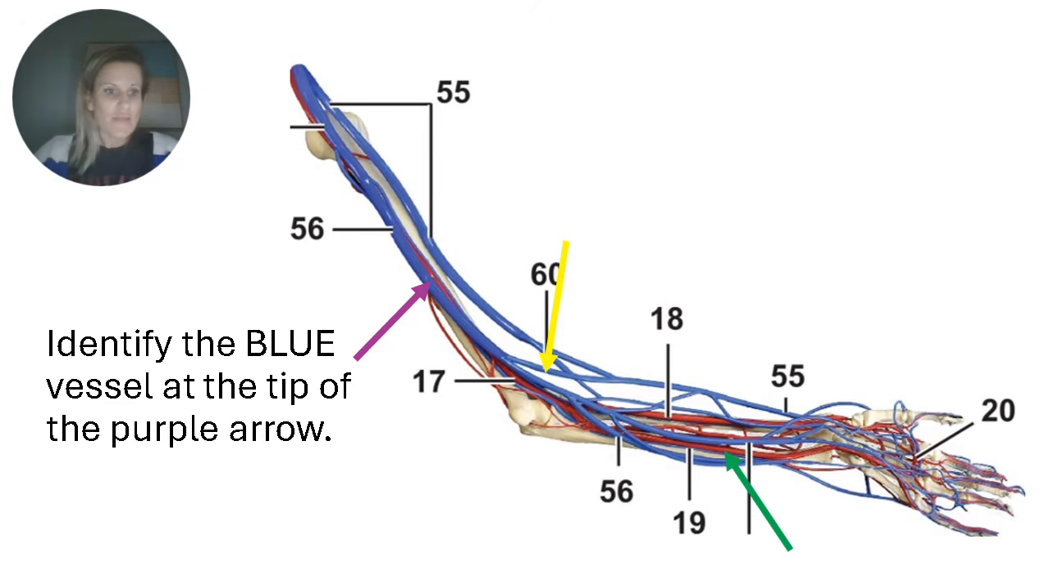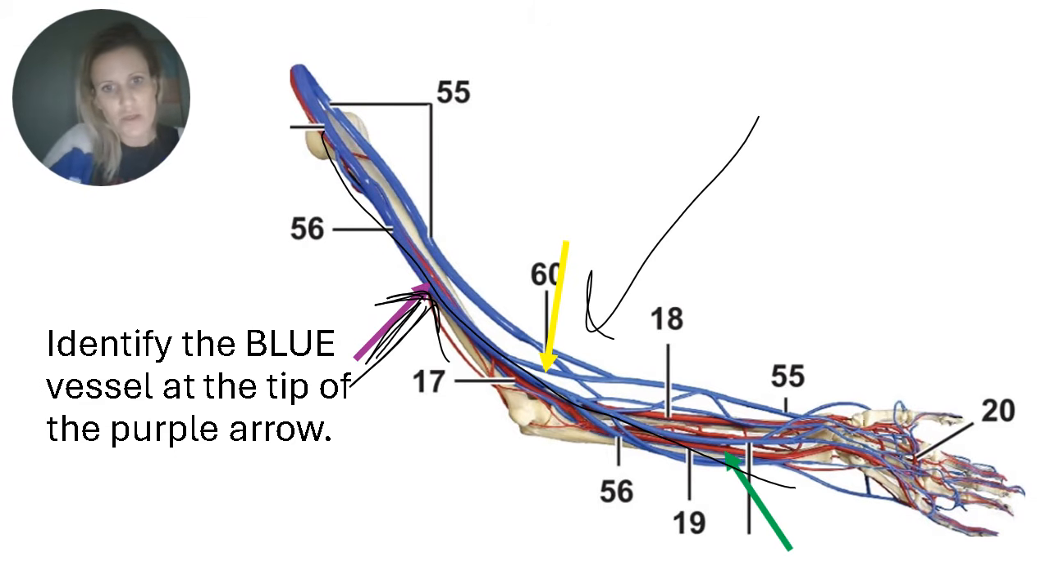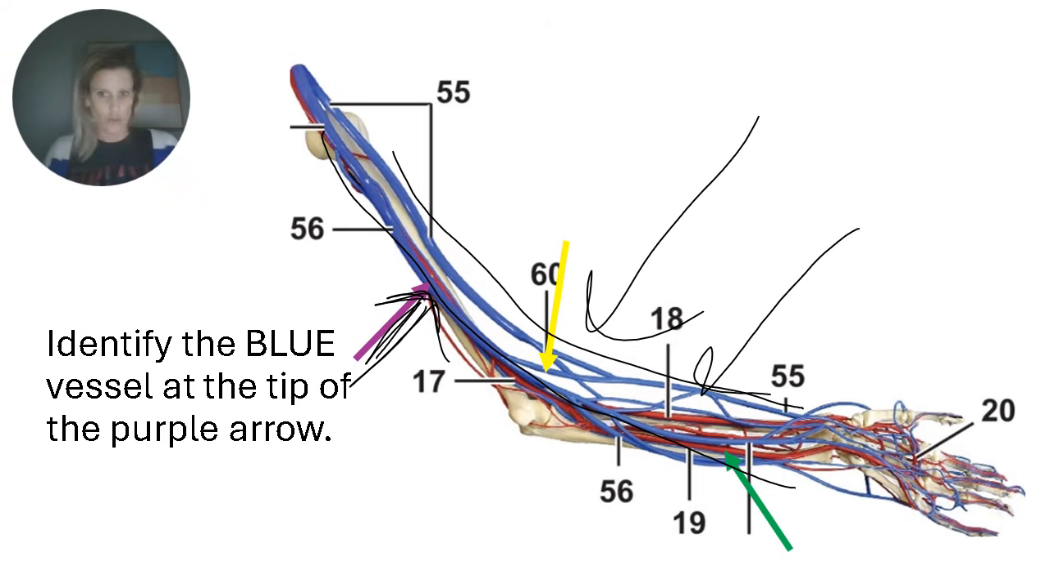Identify the blue vessel at the tip of the purple arrow. So the purple arrow is right here, right, pointing to this blue vessel here. Remember with the veins, there are deep veins right next to the arteries, right? So the brachial vein, radial vein, ulnar vein, those are right up against the bones by the arteries. But we also have another set of veins that are more superficial veins, and that's what this is pointing to, right? All of like this large blue here, this large blue one over here, all of these kind of loose blue ones, those are all big superficial veins.